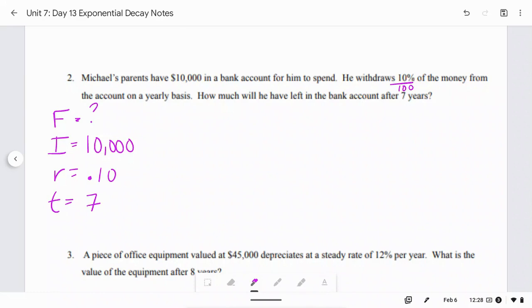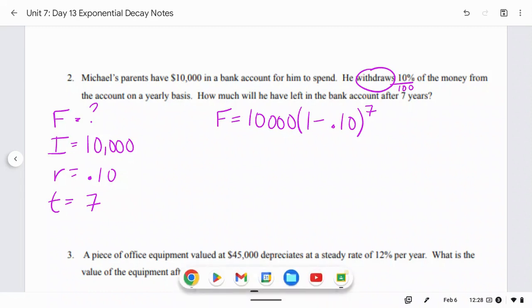I know this is exponential decay because of the keyword withdraws. That means decay. So I have F equals 10,000(1 minus 0.10)^7. Since we're talking about money, we're going to round it to 2 decimal places. So I'm going to grab my graphing calculator.